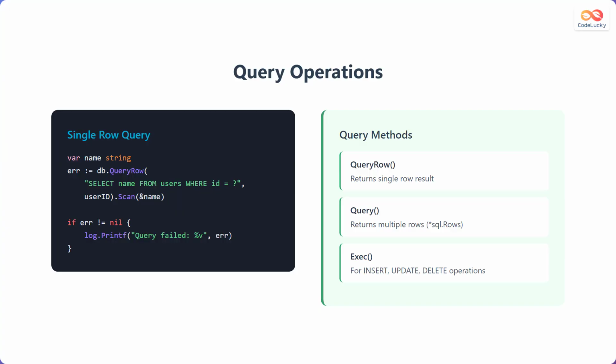Now let's dive into query operations. This code shows an example of a single row query. First, we declare a variable called name of type string. Then we call db.QueryRow, passing in our query and the user ID. Then we call the Scan method on the result and pass in the address of name. If there is an error, log the error. The QueryRow method returns a single row result. If we want to return multiple rows, we should use the Query method. And finally, if we want to insert, update, or delete, we can use the Exec method.